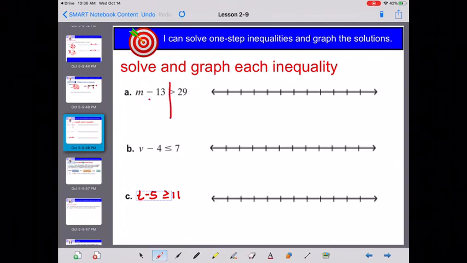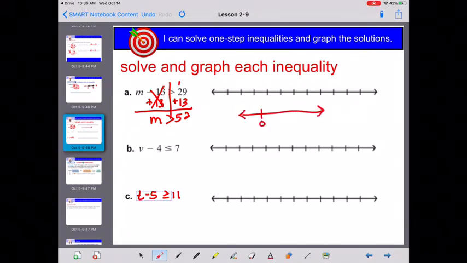I will solve these. This is m minus 13, so I'm going to add 13 to both sides. M is greater than 52. On a number line, here's 0, here's 52. Numbers greater than 52 go to the right. Notice I didn't fill it in. Letter B.